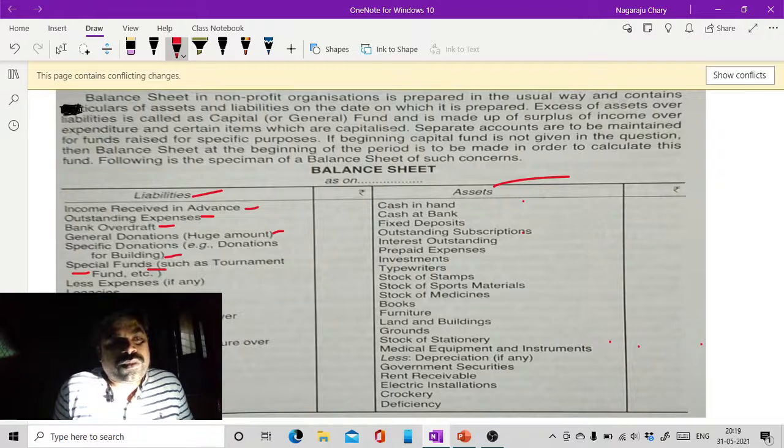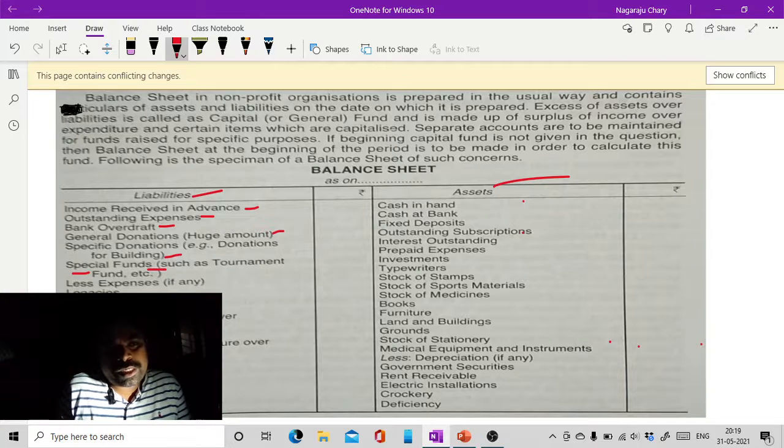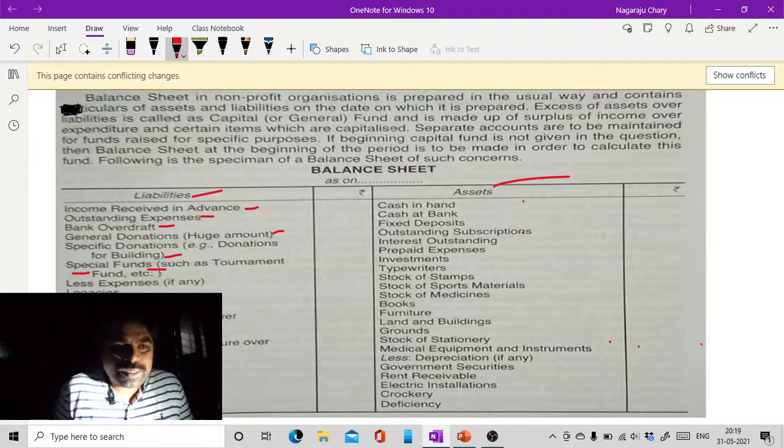Tournament funds are also included. Sometimes tournaments are to be conducted. If any expenditure is incurred, that is to be deducted from the tournament fund. So whatever special fund we have collected, if any expenditure is there, the same is to be deducted from that fund. Okay. So legacies, life membership fee, these are the items to be recorded on the liability side.